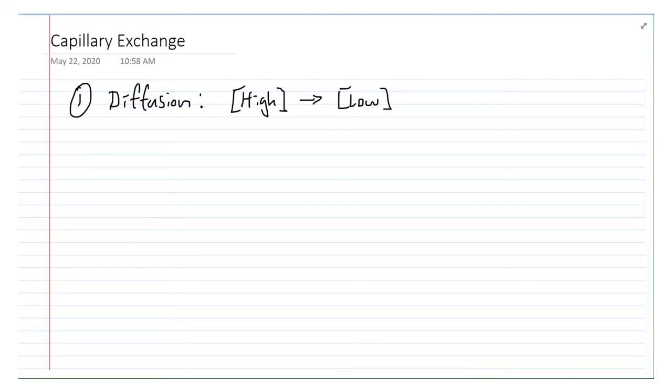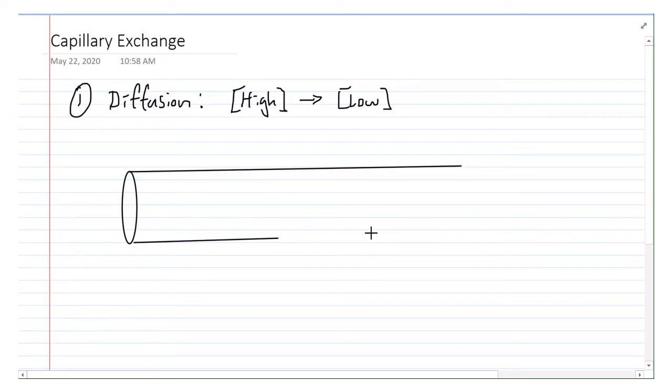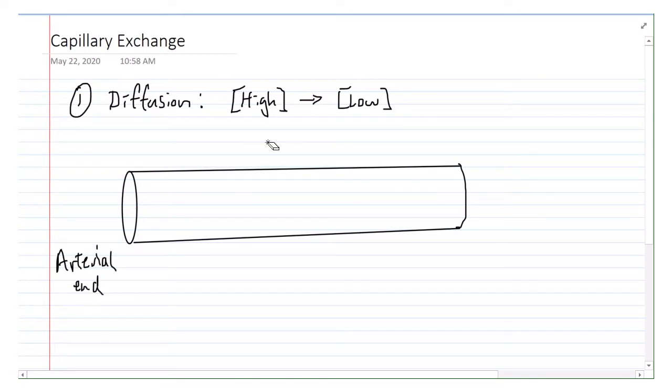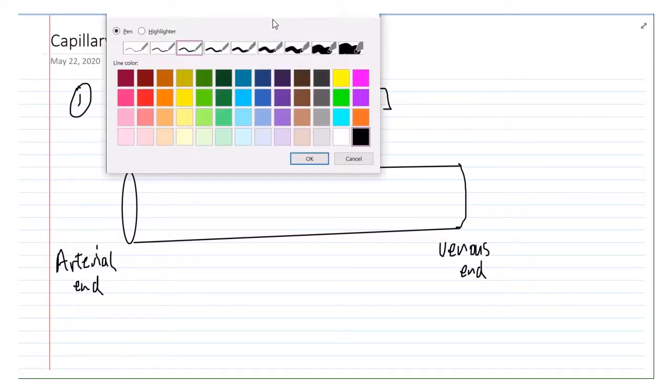Okay, so suppose we have a capillary vessel here. Let's just draw the capillary right here, and for the capillary, we are going to have one end that is connected to the arteriole. So we call that the arterial end. We're going to have the other end that is going to be connected to venules. So we call that the venous end. And in between is where you will find the capillary.